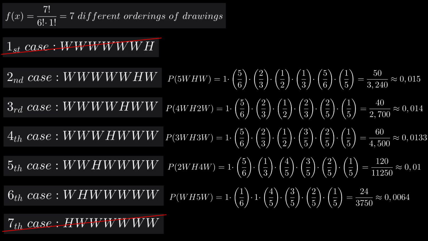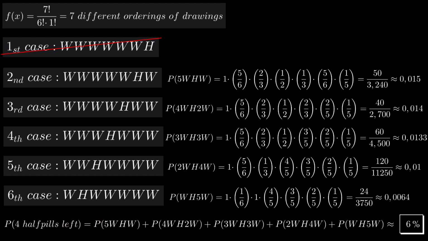Now that we have these probabilities as individual cases, to get the total probability that we're left with 4 half pills in the jar, we just add these individual probabilities, and we end up with approximately 6%. And that's your answer. 6%. Seems like an intuitive answer, if you ask me, my friends.